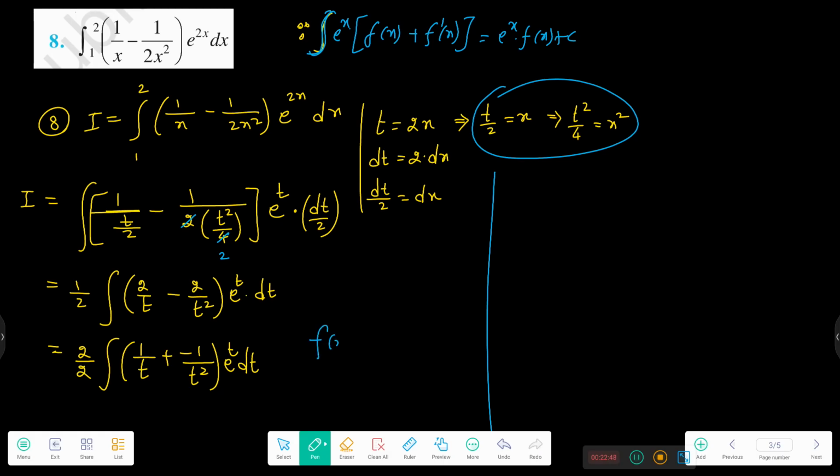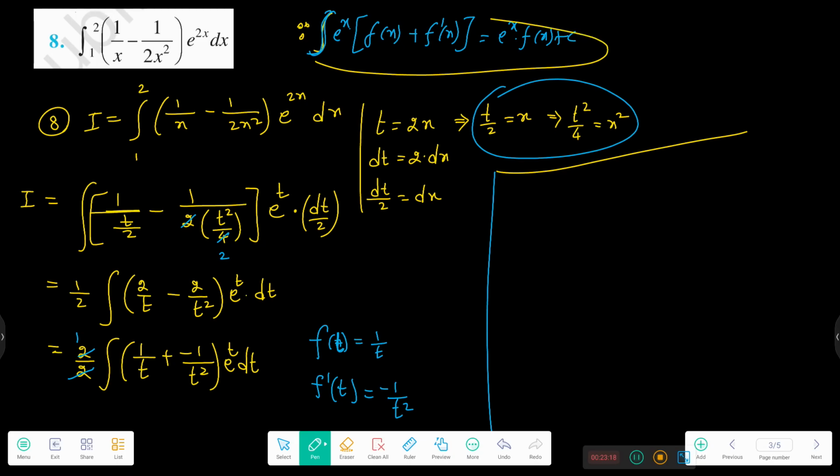Now you can notice very clearly, this looks like f of t. f of t is equal to 1 by t. When you differentiate 1 by t, you get minus 1 divided by t square. So the first is f of t and the second is surely f dash of t, so I can use a formula. The outside 2 cancels. So e power x into f of x means e power t into f of t, which is 1 divided by t.